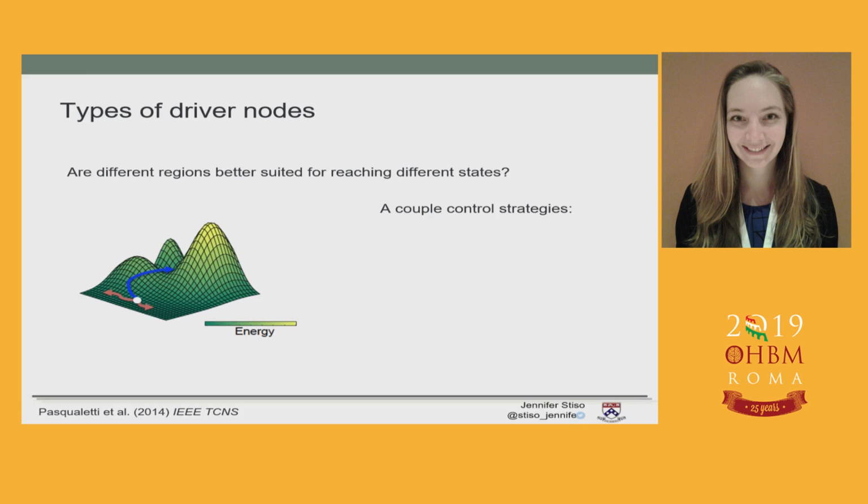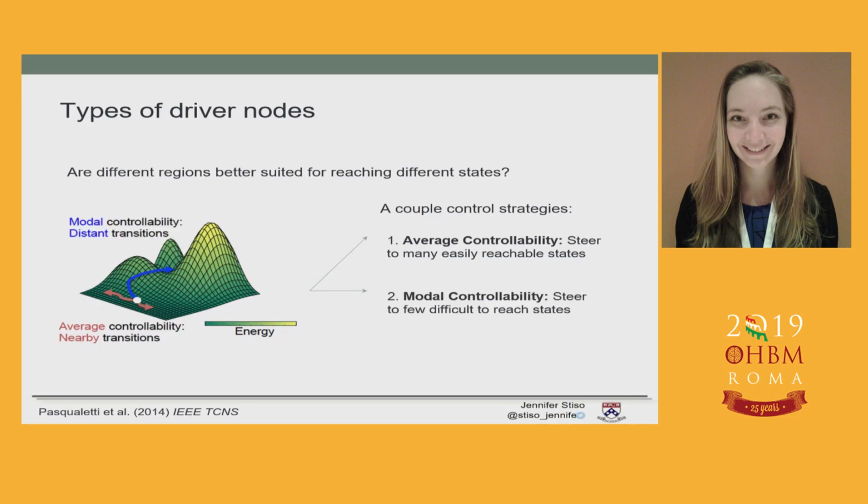And we're going to talk about two different strategies in this talk. One of them is average controllability. The intuition behind this is that a node that's a good average controller would go to a lot of easily reachable states, compared to modal controllability, which is kind of the opposite. It would steer to a few more difficult to reach states.